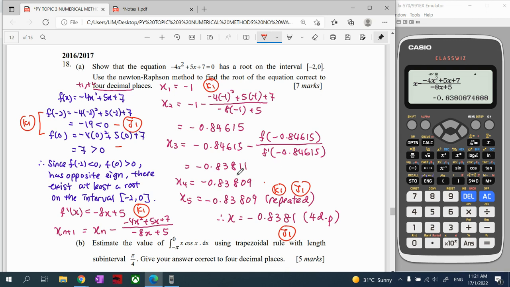Okay, so if you don't know how to stop, you will also lose marks here. 1, 2, 3 here, we consider you do know how to use your calculator. So that will be our 18A.